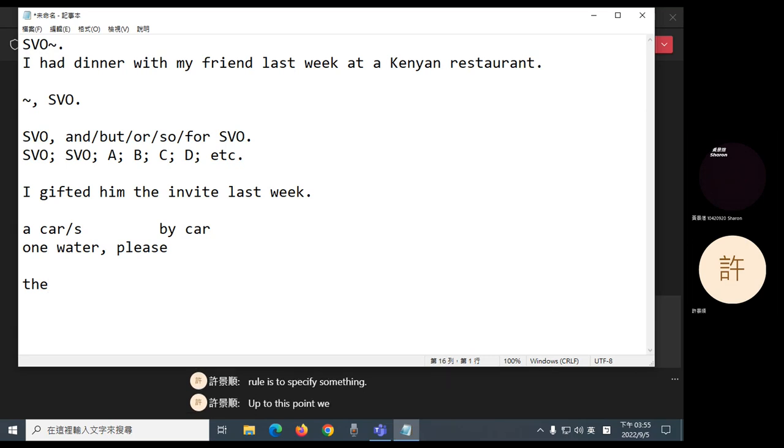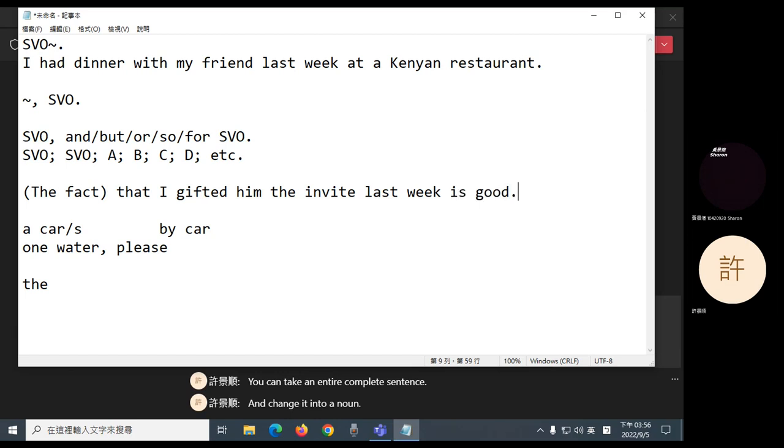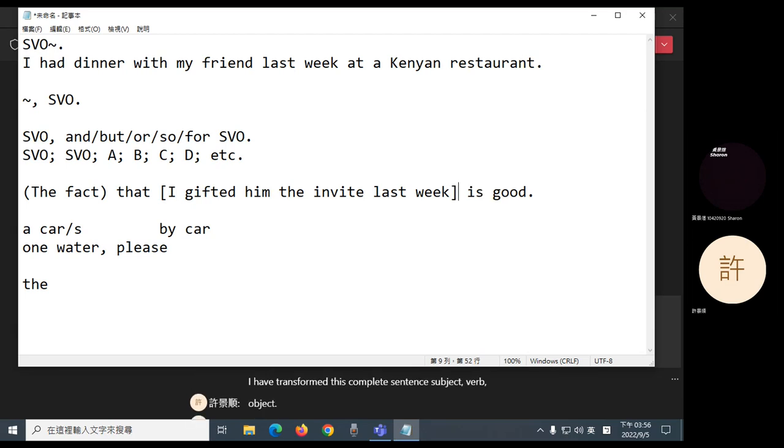Up to this point, we have been talking about nouns that are only one word. But nouns don't have to be one word. For example, you can take an entire complete sentence and change it into a noun. By adding the word that in front of this complete sentence, I have transformed this complete sentence, subject, verb, object, everything else, into a noun.